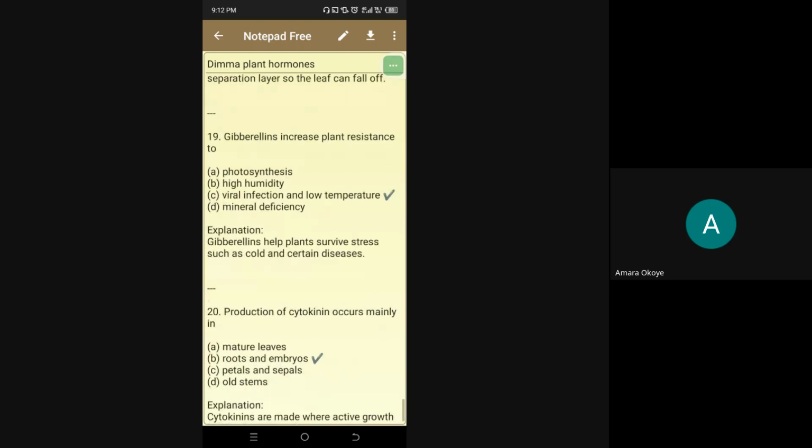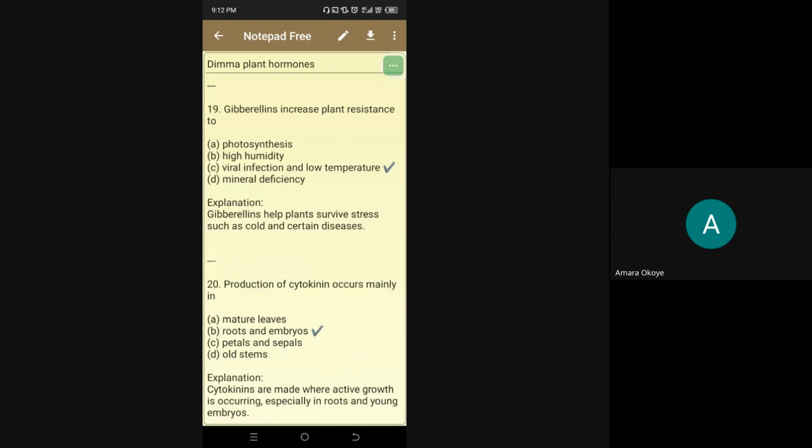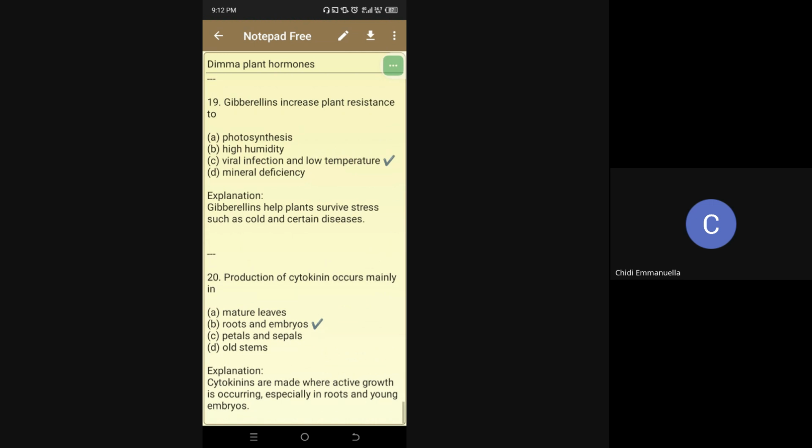Number 19, gibberellins increase plant resistance to viral infection and low temperature. Did you get that one? Yes, sir. Explanation: gibberellins help plants survive stress such as cold and certain diseases. Then the last one, production of cytokinin occurs mainly in the, and the answer is B, roots and embryos. Cytokinins are made where active growth is occurring, especially in roots and young embryos.